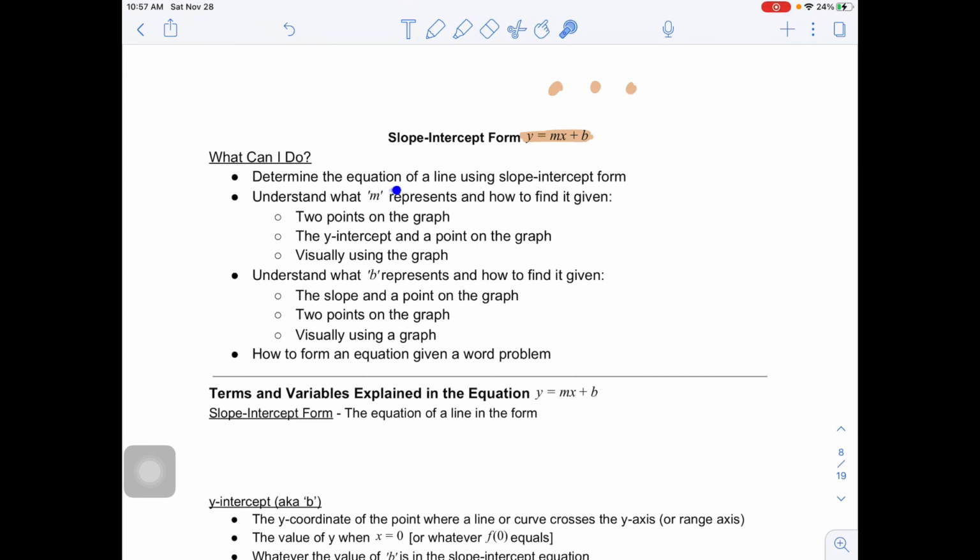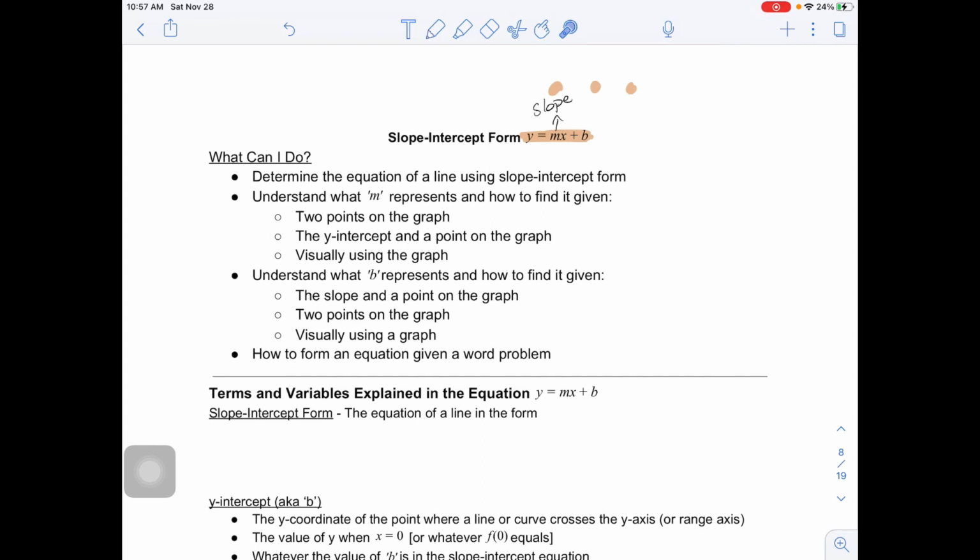So you have to be able to determine the equation of a line using the slope-intercept form. That's what this is called. You need to understand what m represents. So you already know that m is your slope, and we've just talked a bunch about how to find it. Nothing changes on how to find slope.